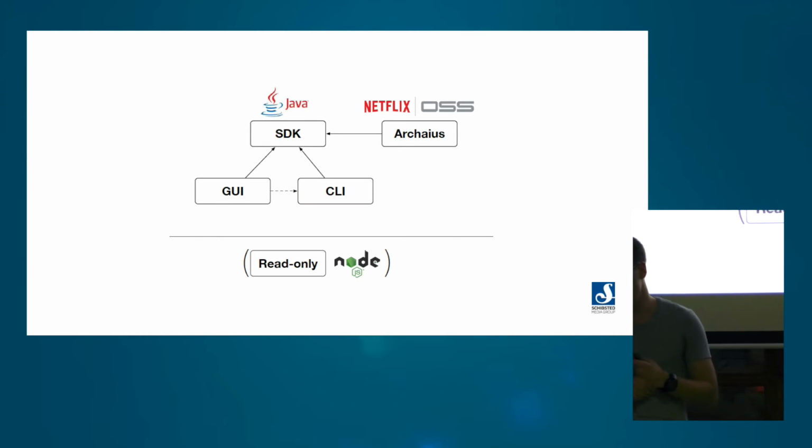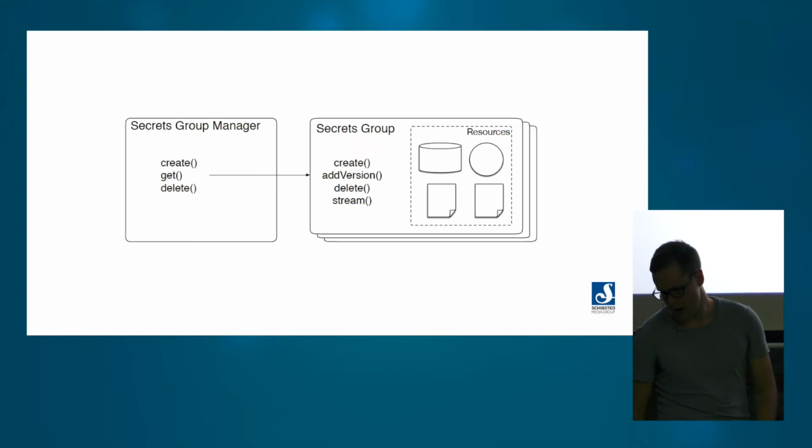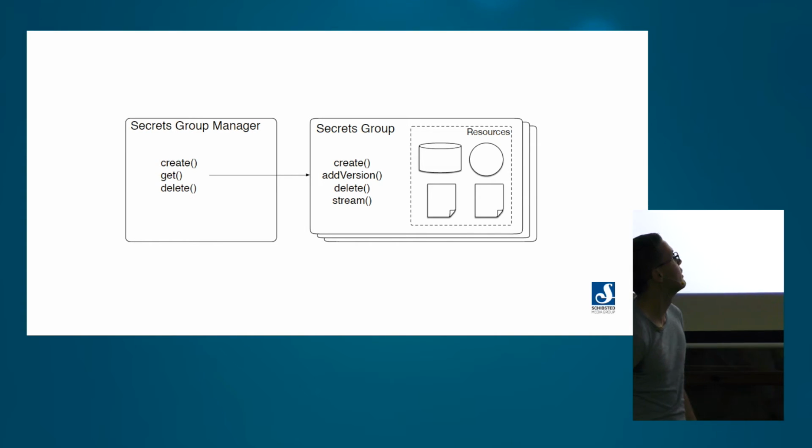Okay, so these are the components. We have the SDK, which is used by both the CLI and the GUI, and the Arcade integration. And while it's not done, we also have an experimental native client for Node.js. Okay, so the basic layout is like this.